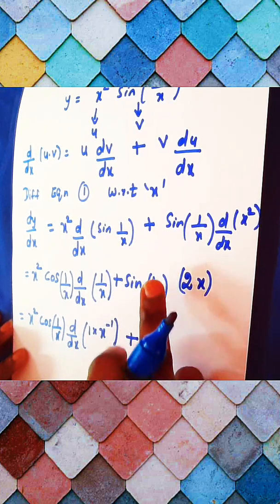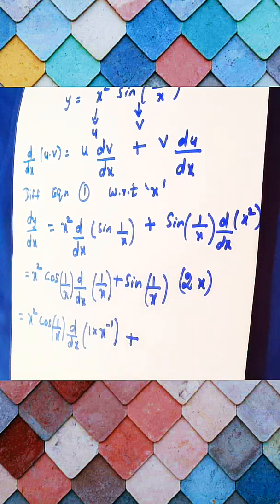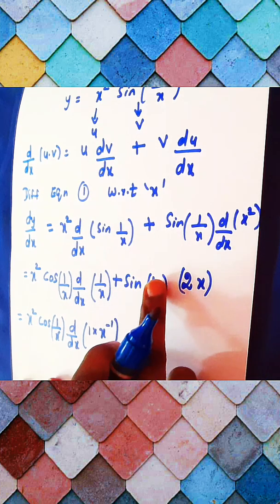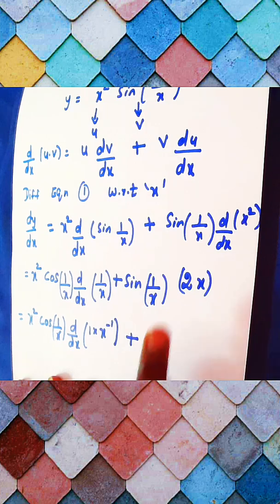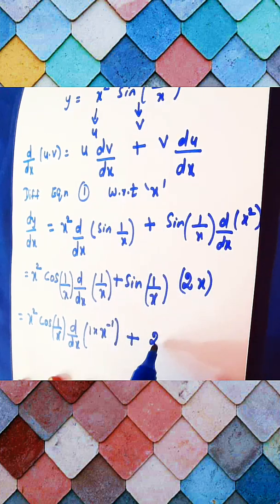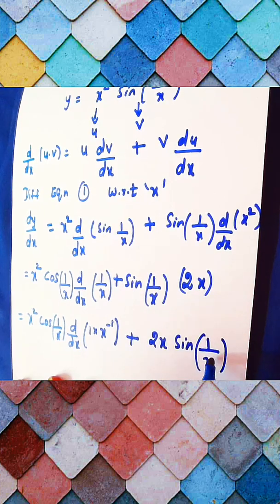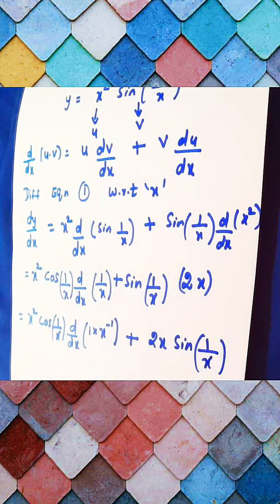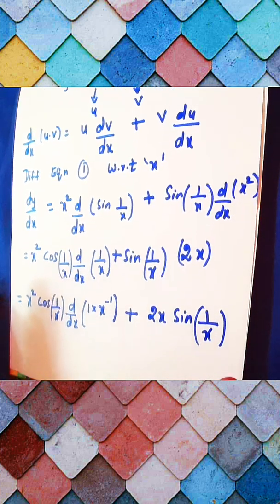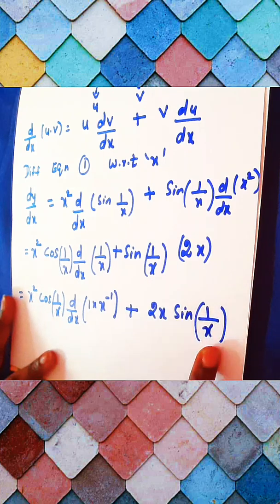Plus, can we cancel x and x here? We cannot, because here 1 by x is an angle. So we'll bring 2x in the front, 2x into sine 1 by x. Only like terms you can add, subtract, multiply, or divide. So don't make silly mistakes here. We cannot cancel this x and x because 1 by x is an angle.